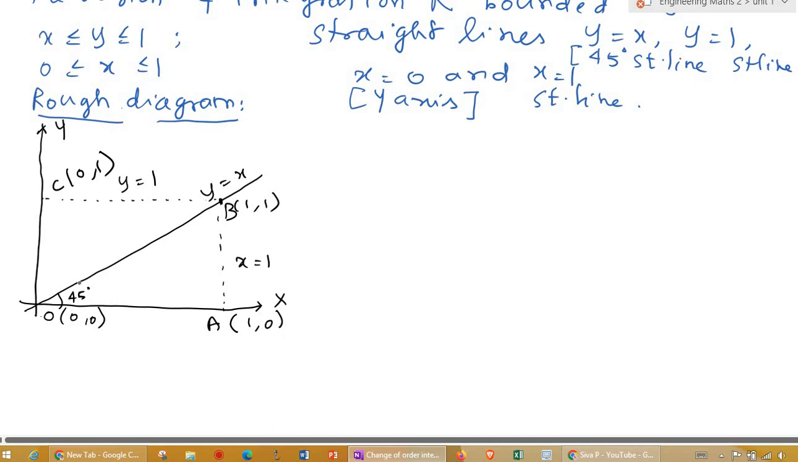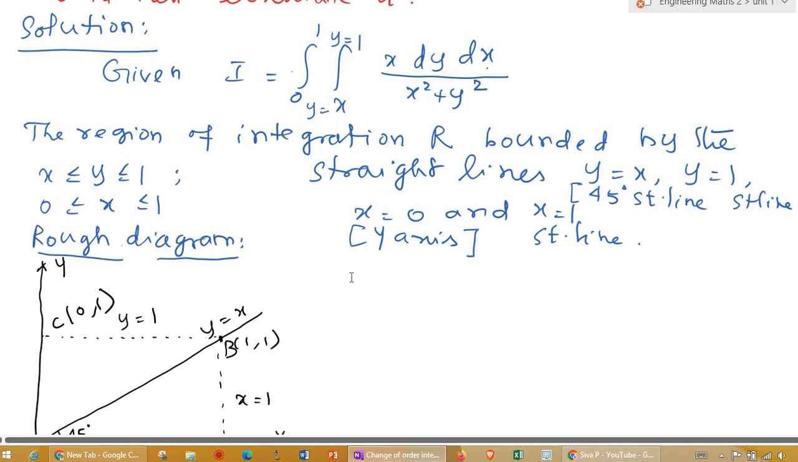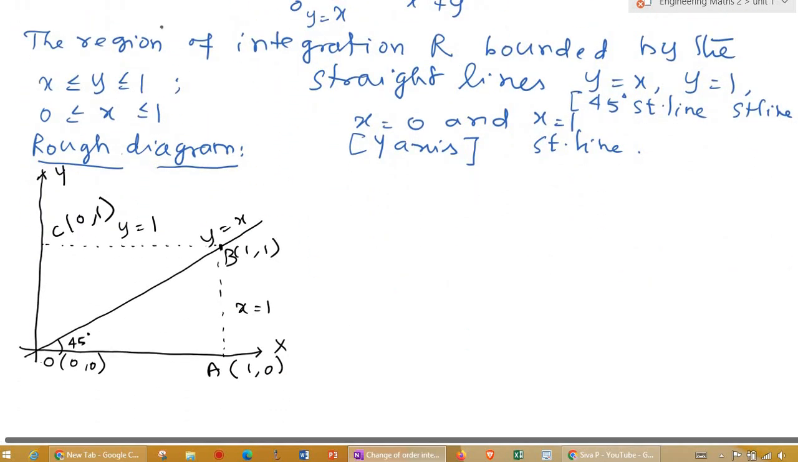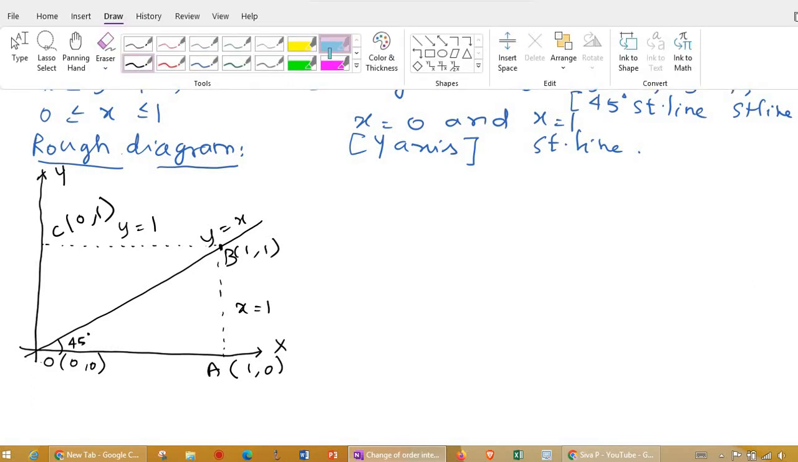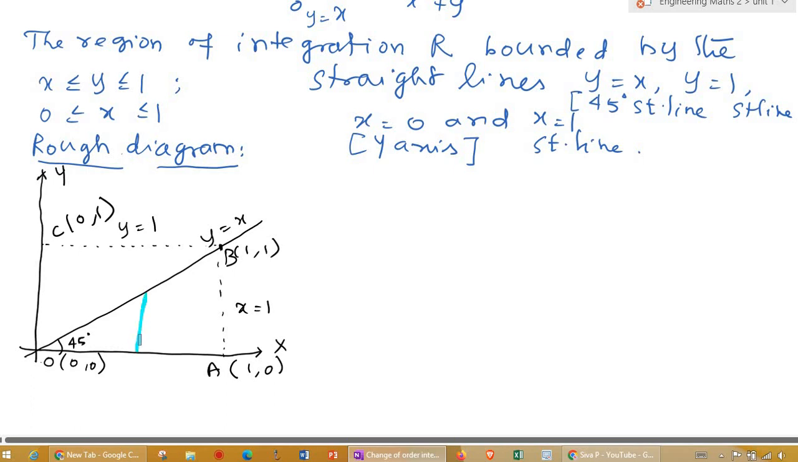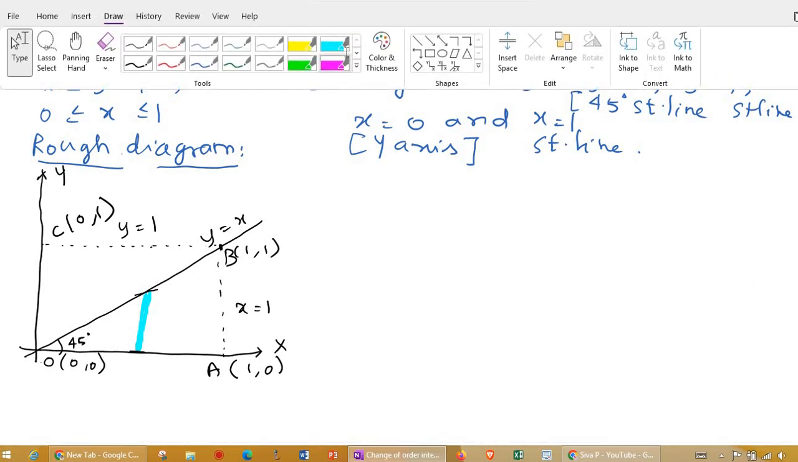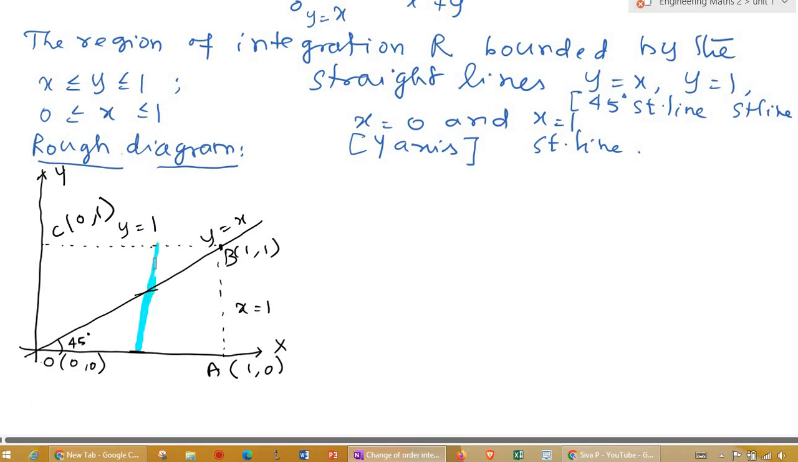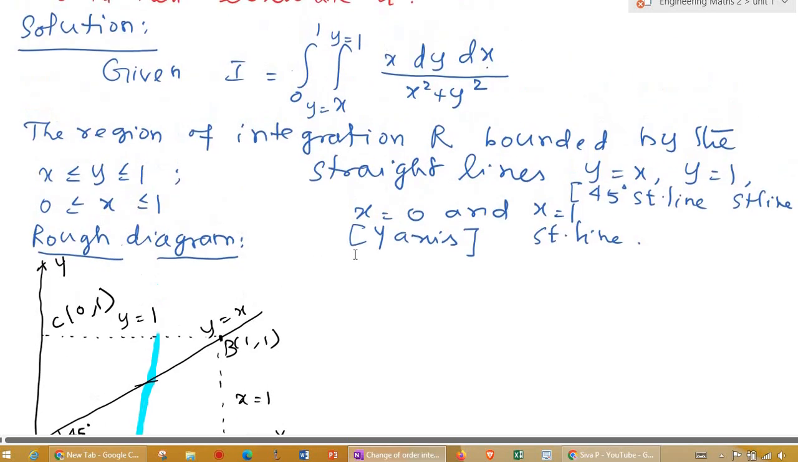Okay. Next we have to identify the region of the integration. So how to identify the region of the integration? What is the inner integration axis? Y. So you draw a line parallel to the y axis. If you draw the parallel line to the y axis, then we can see that it is a parallel line to the y axis. So here we have to identify what the region is. So what is the starting point? Y equal to x and y equal to 1, is it not?